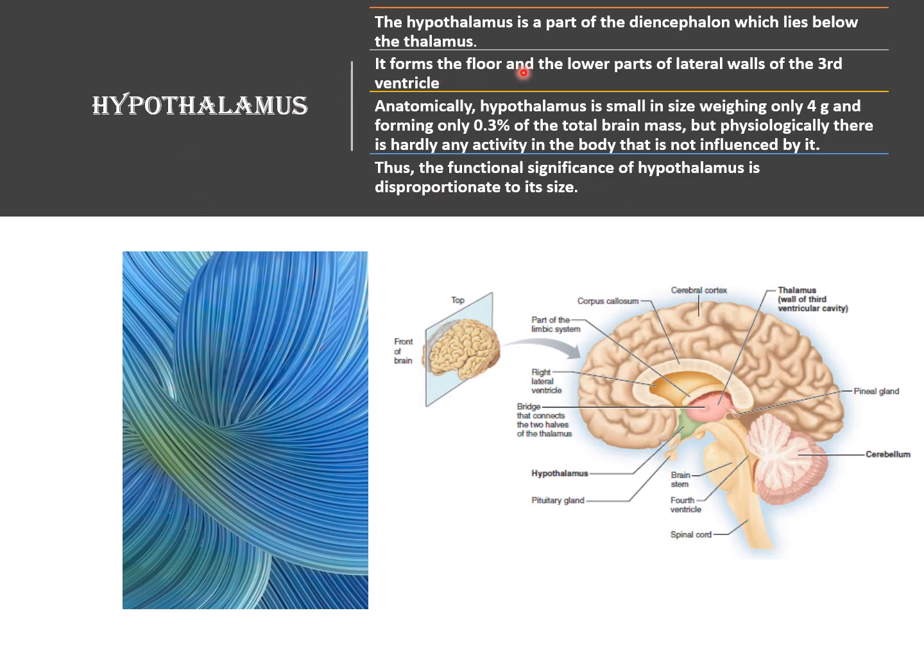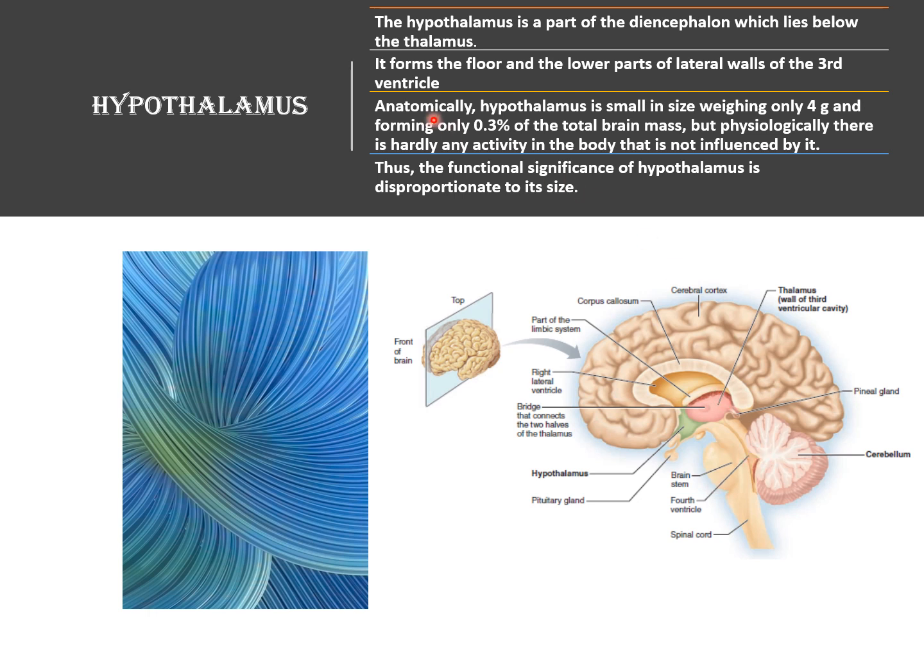Now hypothalamus, that is a part of diencephalon which lies below the thalamus and it forms the floor and the lower parts of the lateral wall of third ventricle. So here, this one is hypothalamus and this one is thalamus, wall of third ventricular cavity, and this one is fourth ventricle.